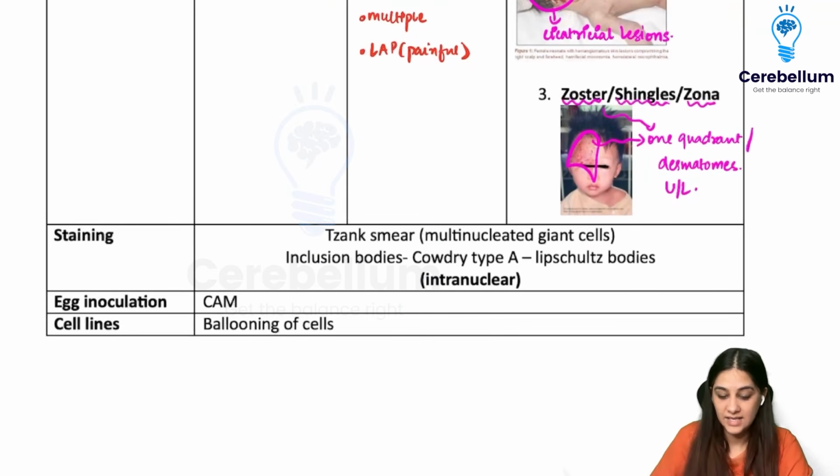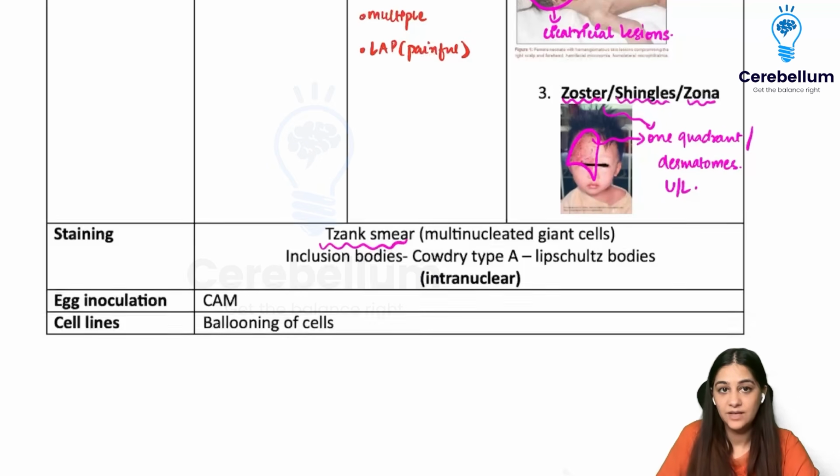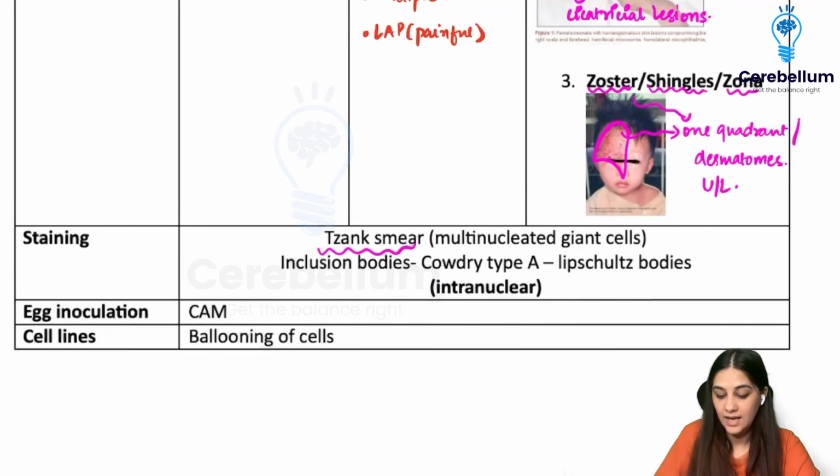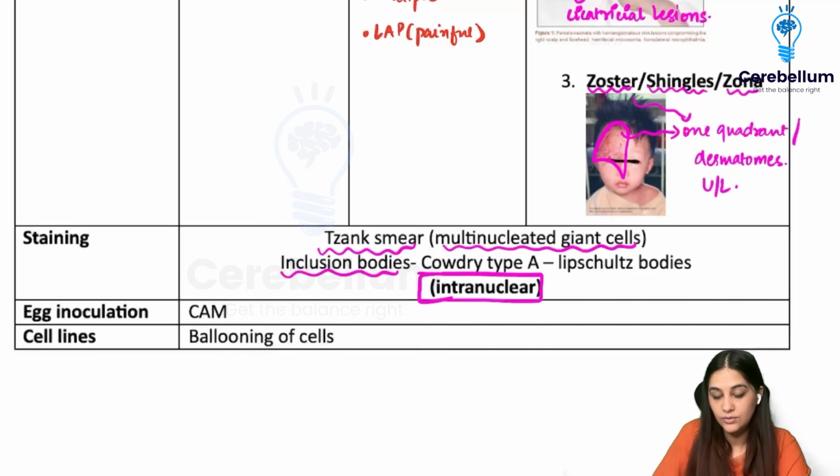When we come to the staining, for all of these, 1, 2, and 3, we can do a Tzanck smear where we take the sample and we will see multinucleated giant cells. Also, I talked about the inclusion bodies: because this is herpes, a DNA virus, it is going to be intranuclear, and we are going to see the Cowdry type A, which are the Lipschütz bodies, right?